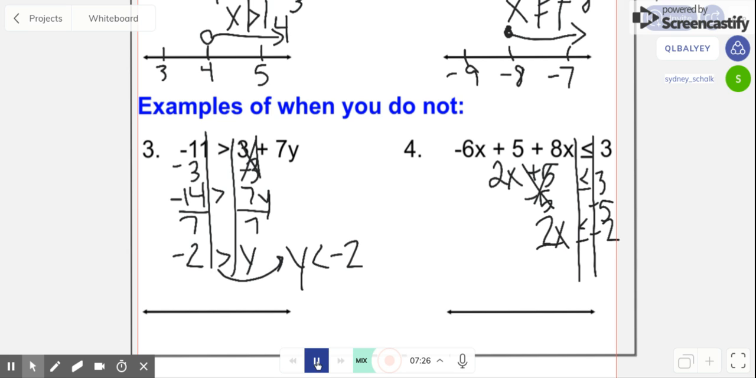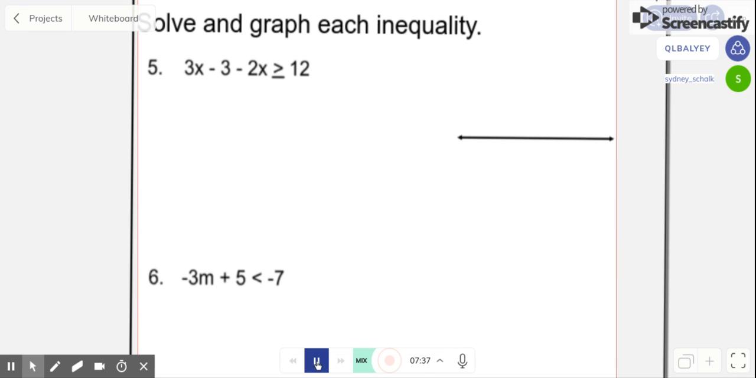And the last step, divide by 2 on both sides. X is less than or equal to negative 1. I did not have to flip that sign because once again, we are dividing by a positive 2. And then you can go ahead and graph it. Go ahead and pause the video and try these next 2 on your own.